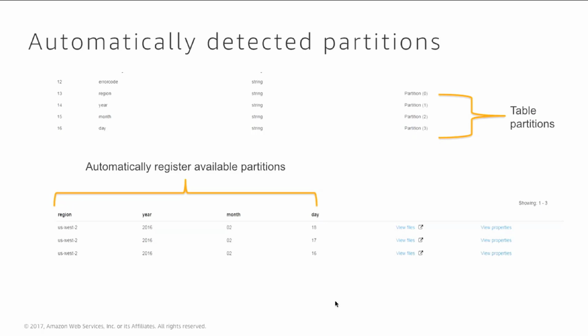The beauty of the crawlers is that they can actually automatically detect these partitions and create these partitions for you in the data catalog, but even more importantly, they can actually keep it updated. As new partitions get added over time, the crawlers can periodically run, find those partitions and create those partitions in the data catalog, keeping your metadata up to date and relevant.